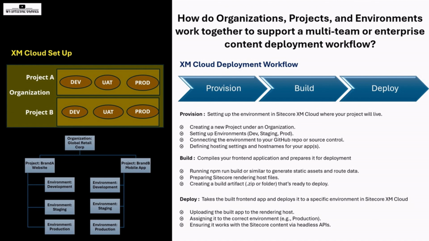Then you have the deploy stage. In the deploy stage, it takes the build from the front end and deploys it to the specific environment. Like if you have a brand A website and you are doing a deployment, it will deploy on the specific environment. Maybe you are doing a development deployment, so from the development branch it will go to development. What are the tasks in the deployment stage? Uploading the built app to the rendering host, that is important. Assigning it to the correct environment. Ensuring it works with the Sitecore content via headless API. So these are the three steps in the XM Cloud deployment workflow: provision, build, and deploy.